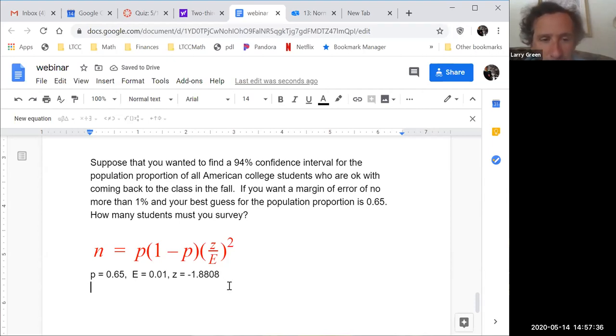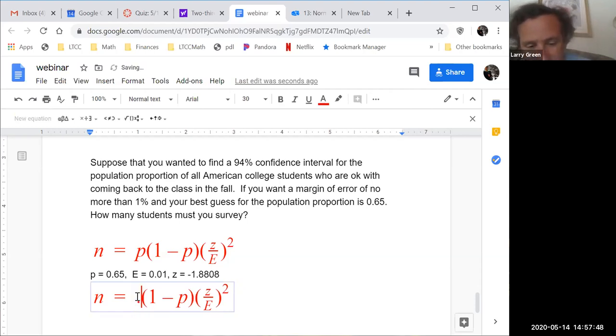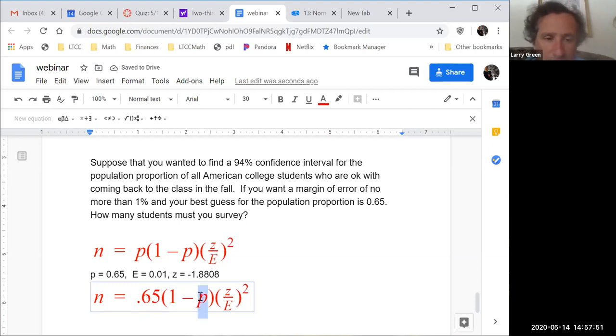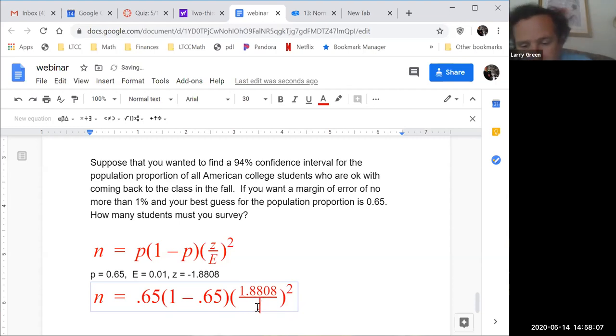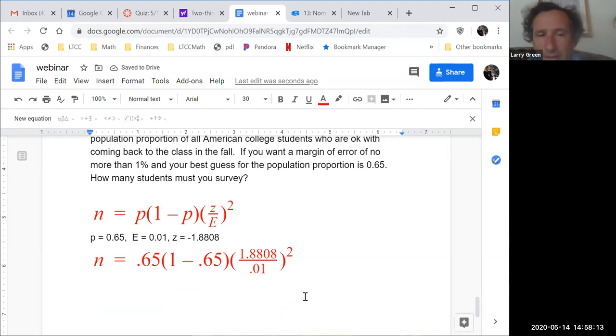So then what we're going to do is put it in. I'm going to copy and paste the formula, and let's pop in what we need. P is 0.65. 1 minus P is 1 minus 0.65. Z is negative, but I'm going to drop the negative, 1.8808. And E is 0.01. Pop that in your calculator, tell me what you get. Let's see if I have a couple people with the same answer.